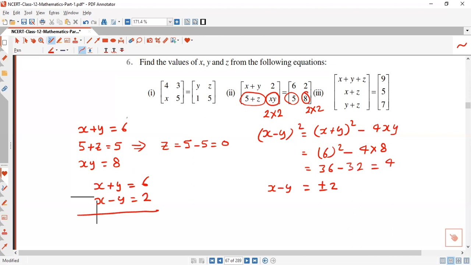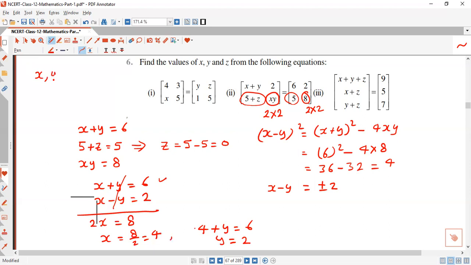Adding these two equations, the y's cancel out, so 2x will be equal to 8, and x equals 8 by 2, which is 4. If x equals 4, put this value in the first equation. So we get 4 plus y equals 6, so y equals 2. So the first pair of x and y comes out: x equals 4.